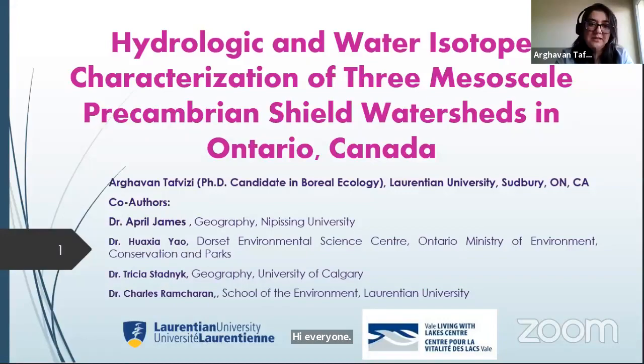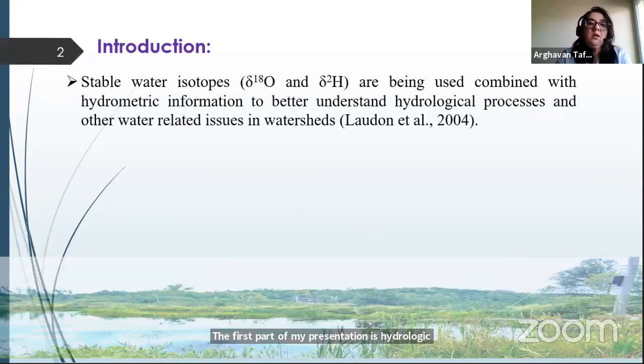I'm a PhD student at Laurentian University, and today I want to talk about the first part of my results for my PhD. The topic of my presentation is hydrologic and water isotope characterization of 3 mesoscale Precambrian shield watersheds in Ontario, Canada. All of us know that stable water isotopes are being used in combination with hydrometric information to better understand hydrological processes and other water-related issues in watersheds.